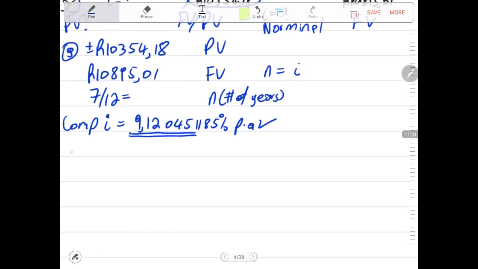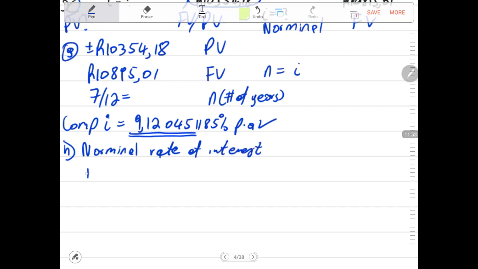Now we are under number H, looking for the nominal rate of interest. And in this question, they gave us a hint, but I just decided to remove the hint. We are looking for the nominal rate of interest.